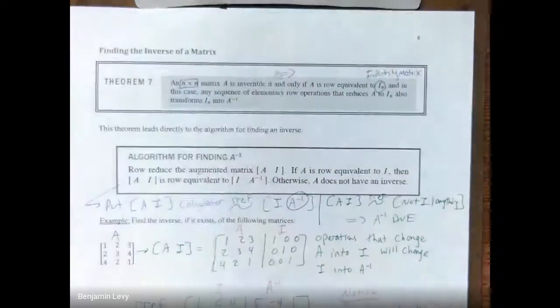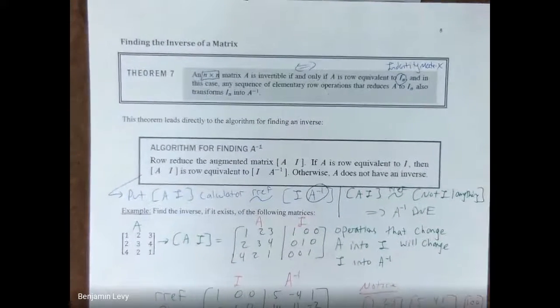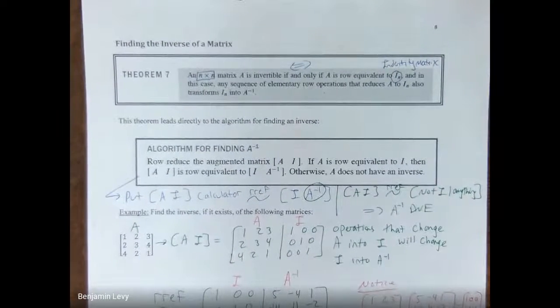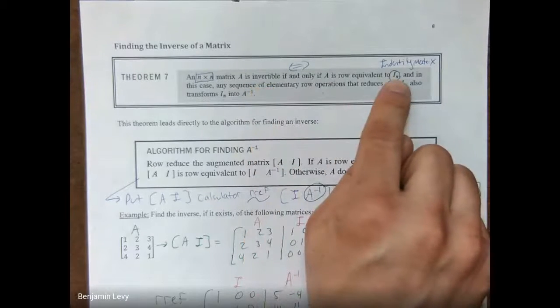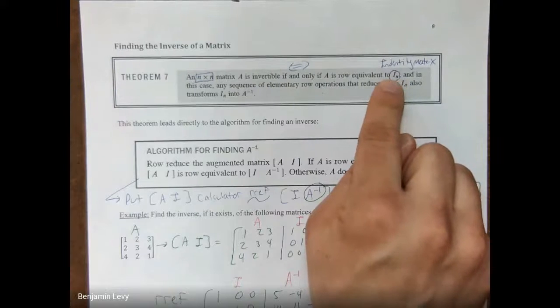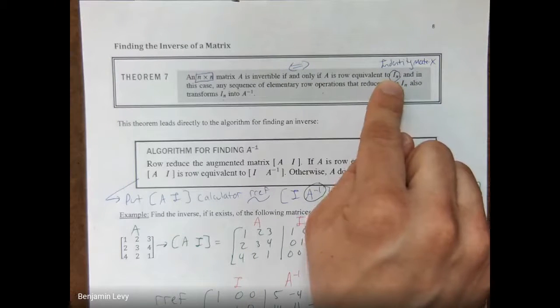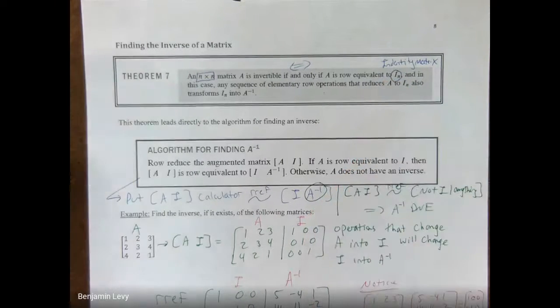If you want to do it with something bigger than a 2x2, that's where you use the algorithm on page 8. And so theorem 7 says, hey, if a matrix is invertible, it reduces to the identity matrix, and moreover, the operations that change A into the identity change the identity into the inverse. It's a really interesting thing.